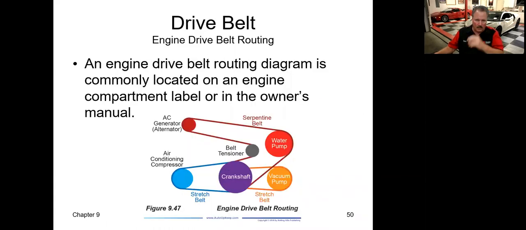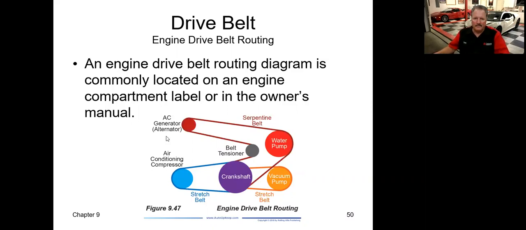An engine drive belt routing diagram is commonly located on an engine's compartment label or in the owner's manual. This is the routing of the belt, the serpentine belt or fan belts that you have on there. If you don't have that diagram underneath the hood, draw it out on a piece of paper when you take the old belt off so you know how the new belt goes on. It can get quite confusing. If you draw it all out, it'll be really easy to do.